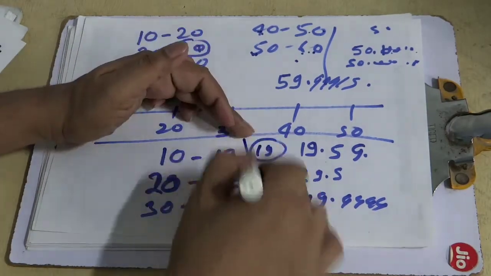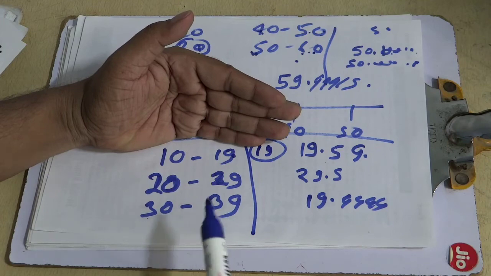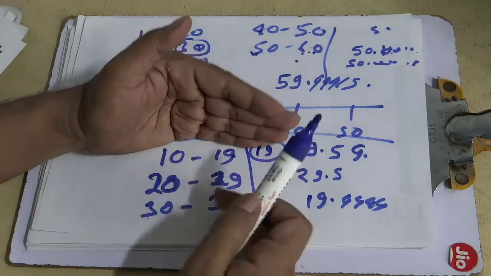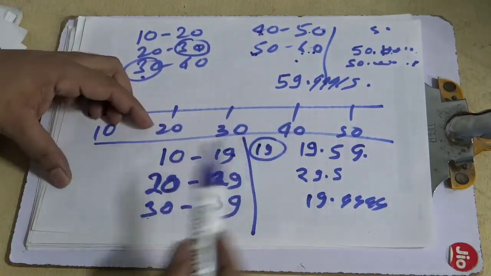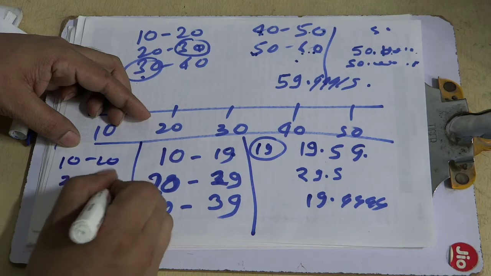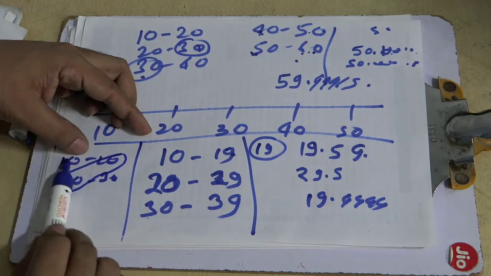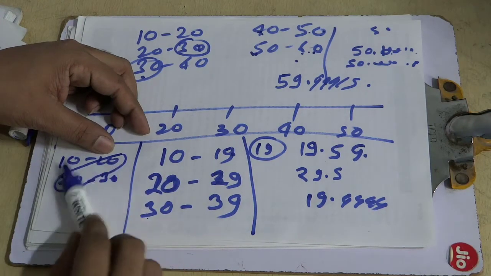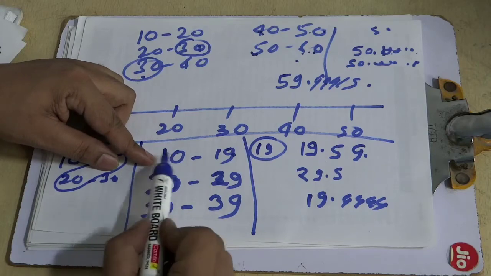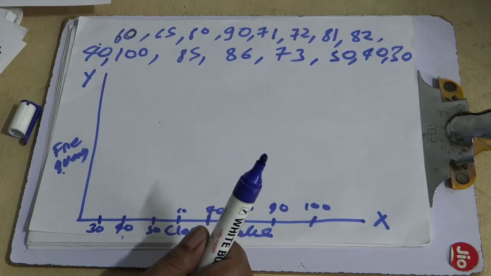That's why if the data is given like this, 10 to 19, 20 to 29, 30 to 39, then here we have to count from 10 to 19. So whatever data is there, we have to count here. But if the data is like 10 to 20, 20 to 30, then we are counting from 10 to less than 20. But here we are calculating from 10 to 19, every number. Now come here. So here it's very easy.